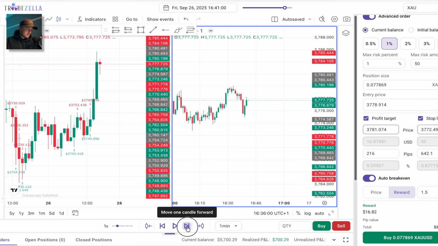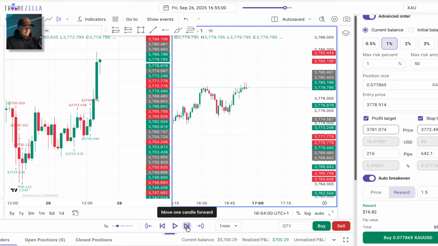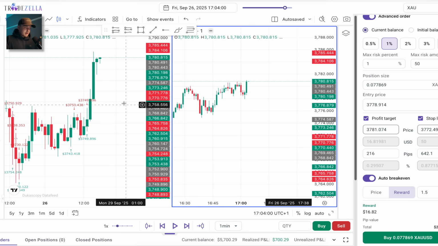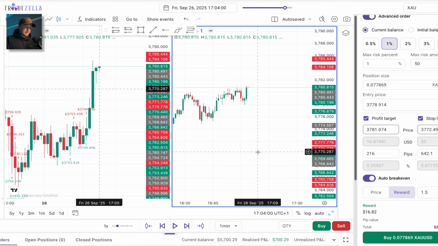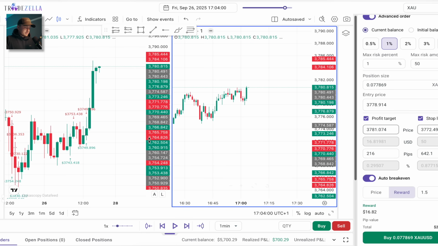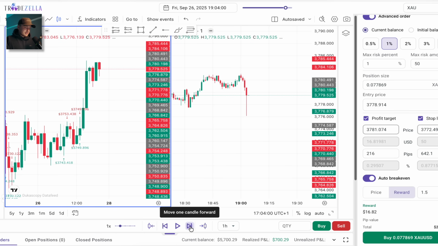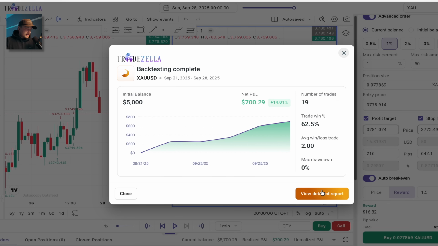We would have probably been triggered into that one, but yeah, there we go, 5 o'clock. And that is the end of the trading day. So if we skip forward now on the hourly just to get to the end of the session. Okay, so here are the results. We got a gain of $700. We took 19 trades and we had a win rate of 62%.